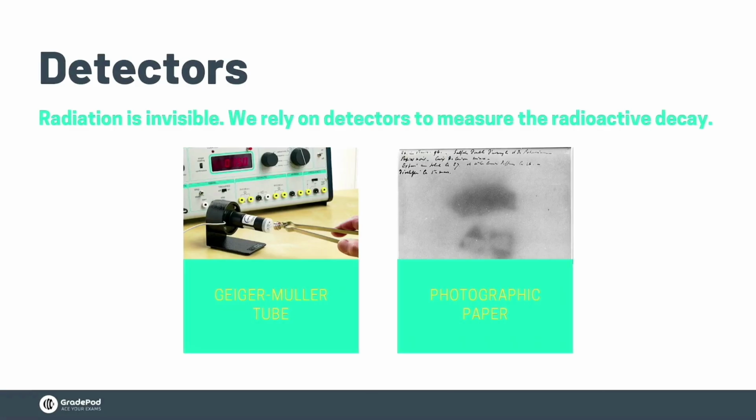How do we know that something has given off radiation? Well, it's invisible. Unfortunately, unlike The Simpsons, it does not glow in the dark. We don't know if something's radioactive or not. So we do rely on detectors to measure the radioactive decay.